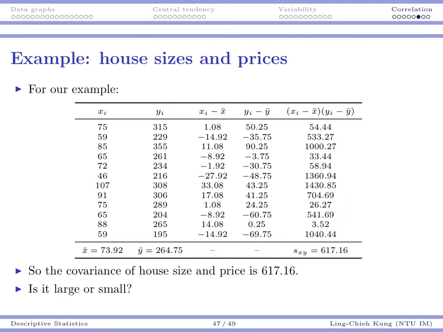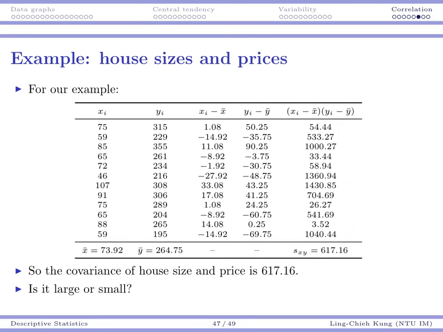As long as the aggregate effect is positive, then we say there is a positive correlation. That means when one goes up, the other one goes up. If the aggregate effect is negative, then we say when one goes up, the other one goes down. So in this example, the covariance of our house sizes and the prices is just around 617.